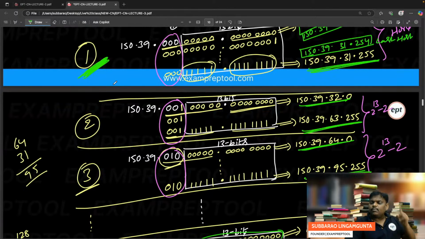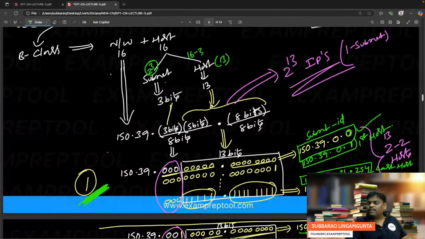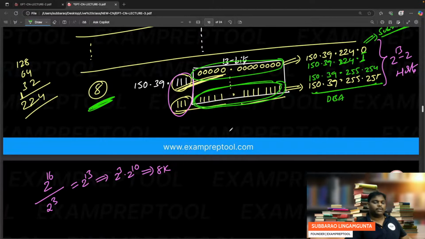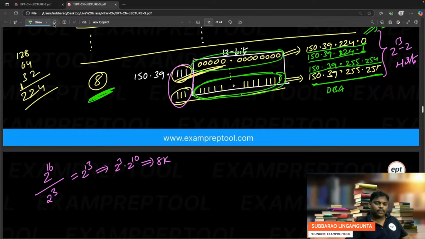Like that, no need to confuse. When they say subnet 1, go here. Subnet 2, totally 8 subnets are there. He himself mentioned 8 subnets: first subnet, second subnet, third subnet, and so on. 8th subnet, first host, this one. 8th subnet, last host, this one. 8th subnet DBA, this one. 8th subnet ID, this one. Like that you can take care.